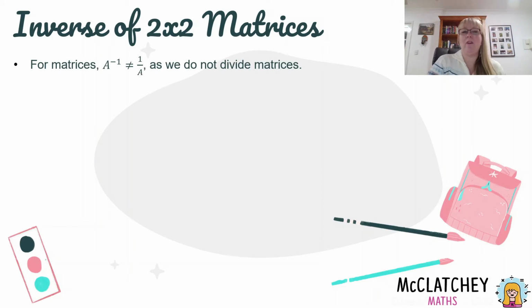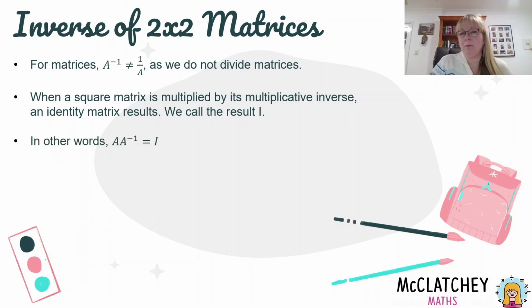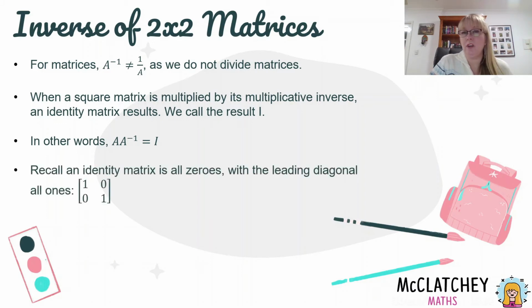So something else to be aware of is that with matrices, we can't divide them, we have to multiply them. So this is where it becomes quite interesting. A square matrix, when we multiply that by its multiplicative inverse, what we end up with is something called an identity matrix. We've talked about that in previous videos, and we call that result I. Now that looks like a number 1, it's actually the letter I. So in other words, A multiplied by its inverse is equal to an identity matrix. Now you would recall that an identity matrix looks like this. Its leading diagonal is all 1s and all the other values in the matrix are 0s.